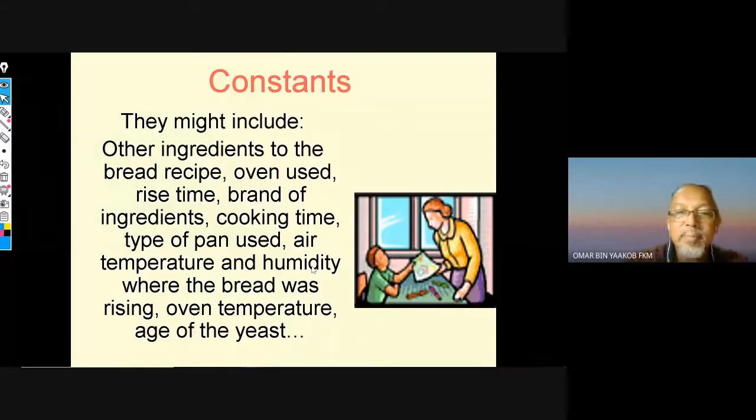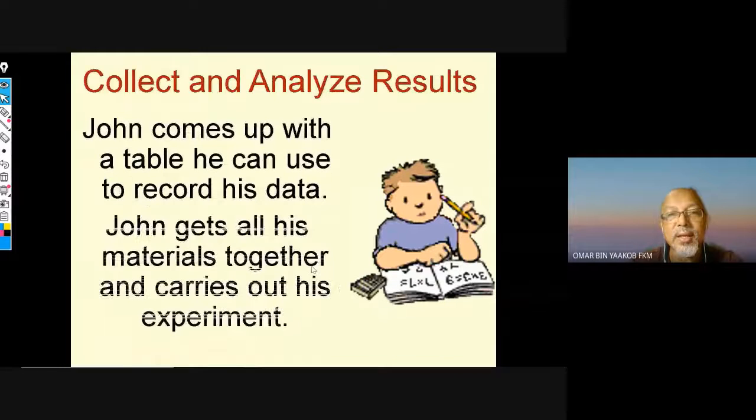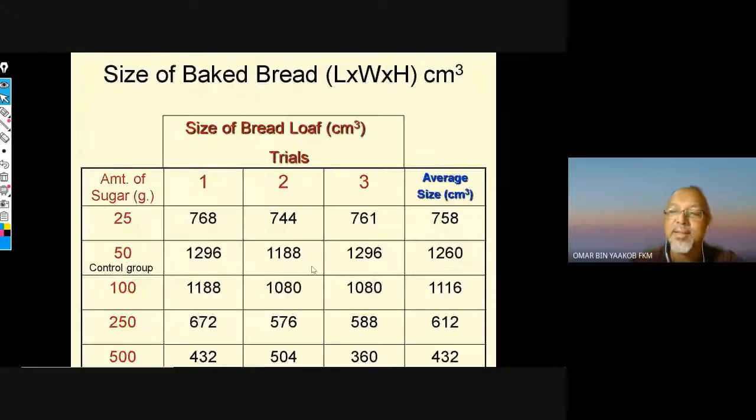Okay. The recipe, oven use, rise time, brand of ingredient, cooking time, type of pan use, air temperature, humidity, whether bread rising up temperature, etc., etc. So these are the results. I just go very quickly. Yes, this is the results.